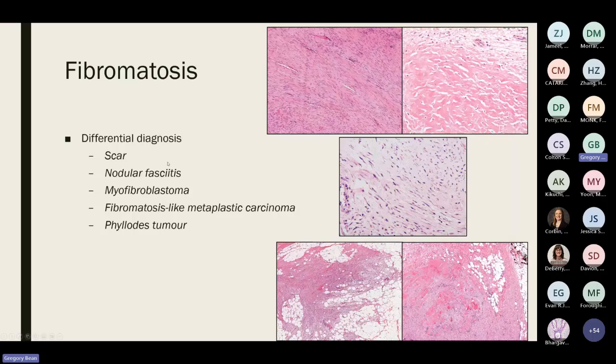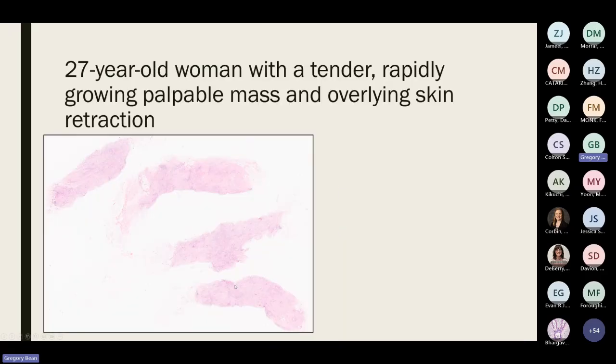For fibromatosis, the differential diagnosis is similar to that of other low-grade spindle cell lesions of the breast: scar, nodular fasciitis, myofibroblastoma, fibromatosis-like metaplastic carcinoma, which we'll talk about, and the stromal component of phyllodes tumors. Here are some examples, for example, mimicking PASH up here. This kind of looks maybe like the stroma of a fibroepithelial lesion, but down here we see the infiltrative growth that is almost always seen in fibromatosis.